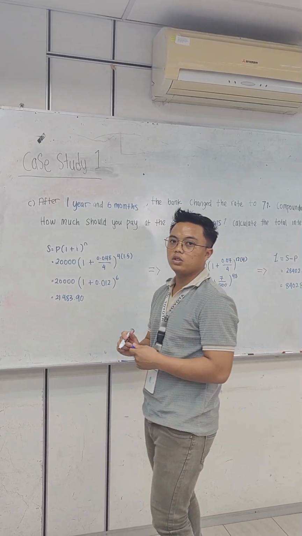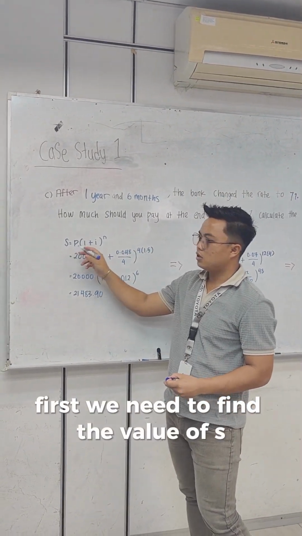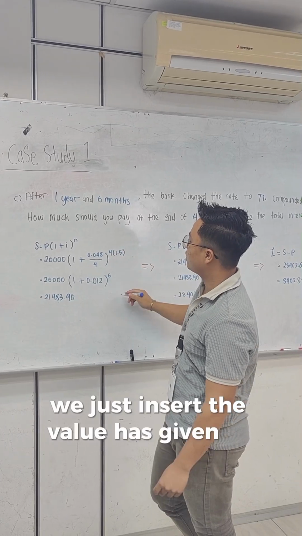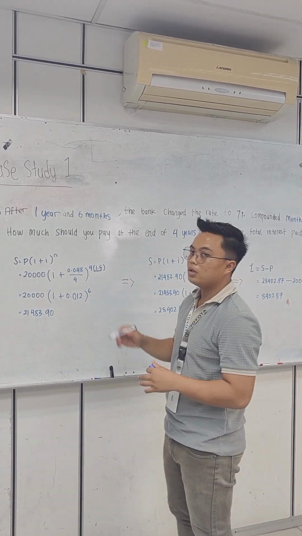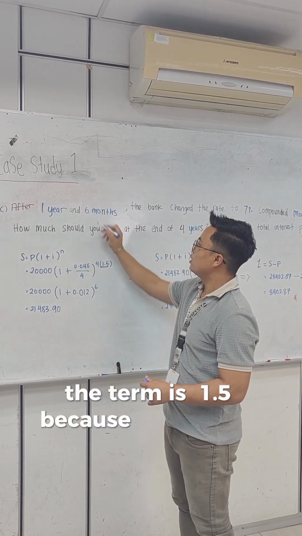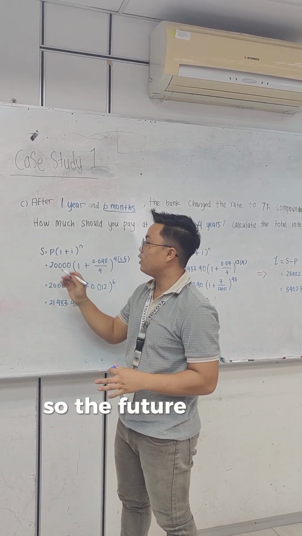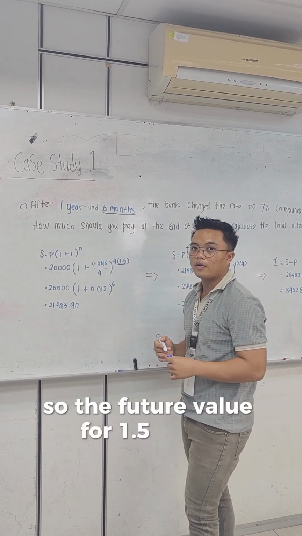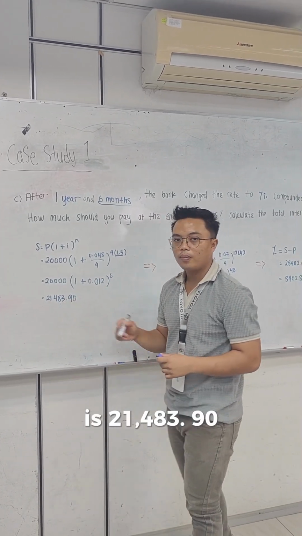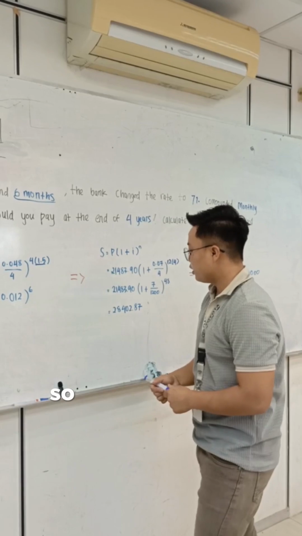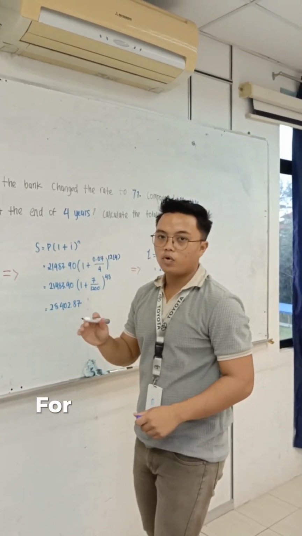Okay, so we continue to question C. First, we need to find the value of S. We just insert the value as given, with future value for 1.5 years. The term is 1.5 because 6 months is half of a year. So the future value for 1.5 years is 21,483.90. Next we find the future value for 4 years.